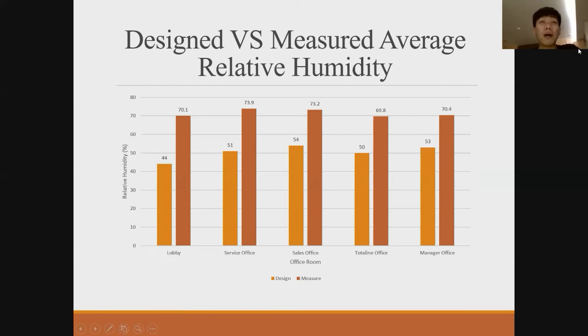Now I discuss the comparison between the design data and the measured data in different parameters. First, we discuss the relative humidity. As we can see, there are 5 rooms and they have a difference. Based on this, we know that the service office and the sales office have the highest relative humidity compared to the design data.